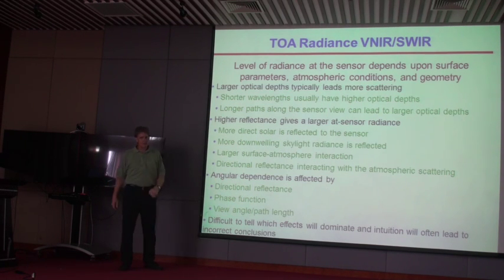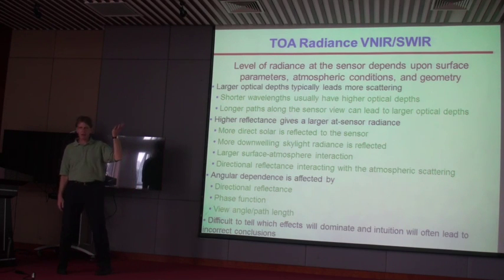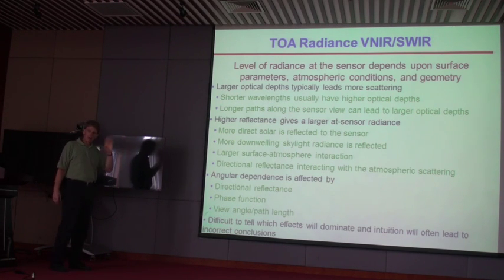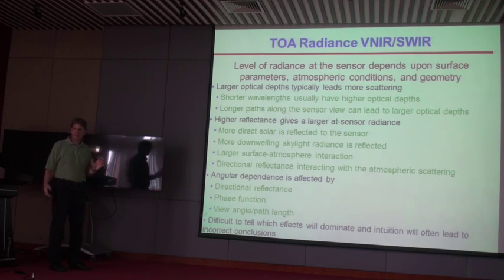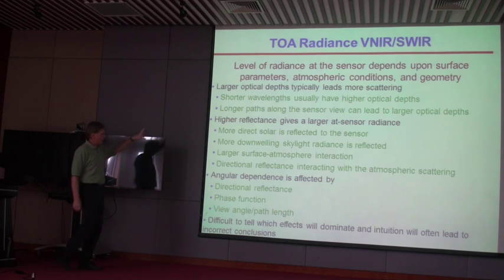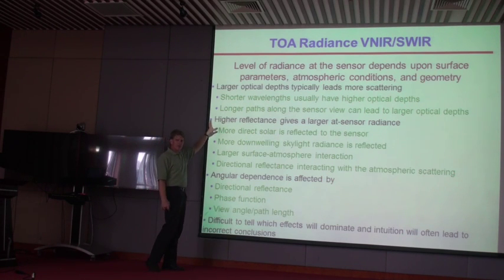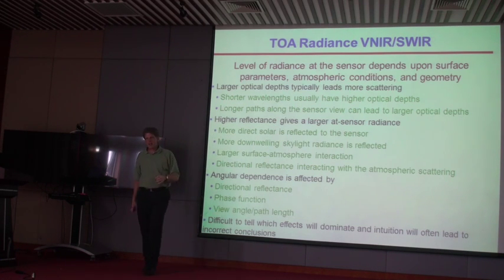Higher reflectance. The brighter the surface, the higher the radiance at the sensor. That one should make a lot of sense. So we'll always come back to that one as kind of the basic. The radiative transfer is nothing magical here. It's just trying to figure out what each of the pieces are in terms of the components that they add to the system. The more direct solar is what you also get in that case.